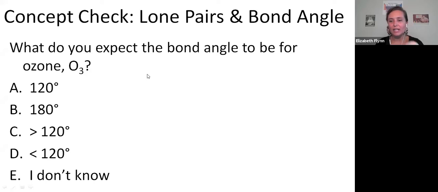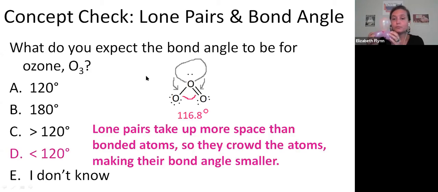And good, so a few of you said, the majority of people said less than 120. We've got about 30% saying 120. Some people are saying 180. Okay, so if you chose D, less than 120, you were correct. Nice work. So the lone pair, like we said, takes up more space. So it actually crowds the atoms and pushes them down. We can see that on this picture that I drew here, right? The lone pair crowds those atoms. And so we see that the bond angle for this bent 120 molecule is less than 120, 116.8 degrees.